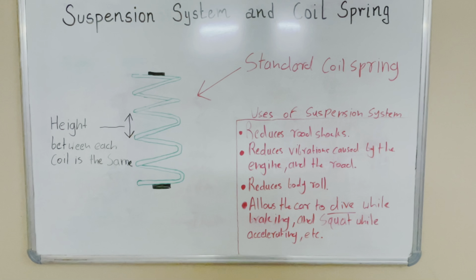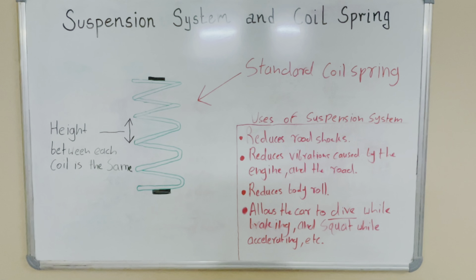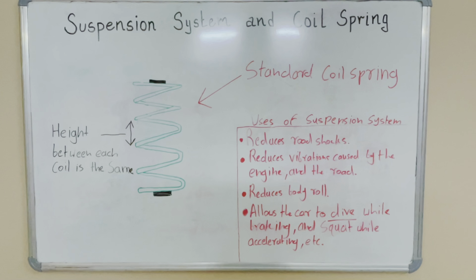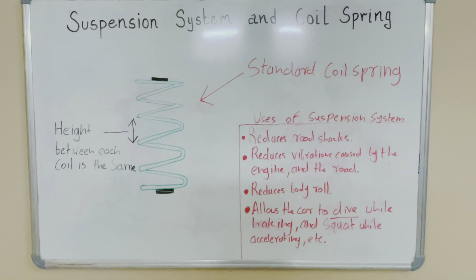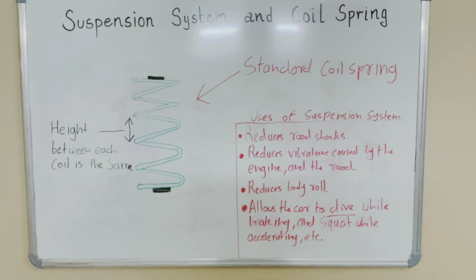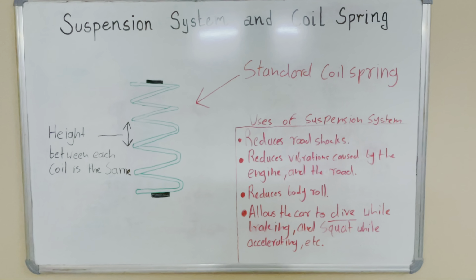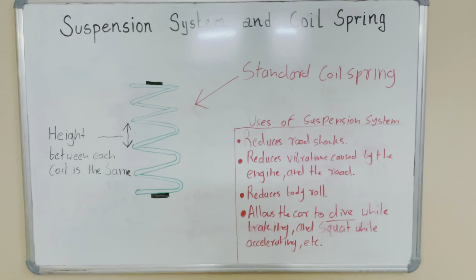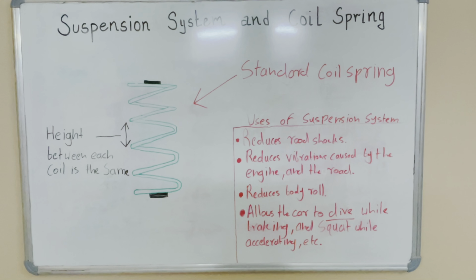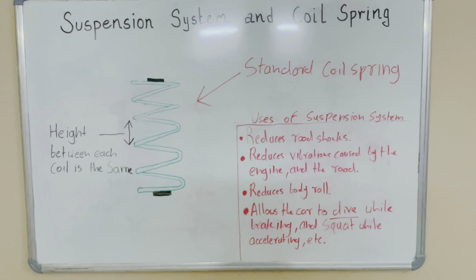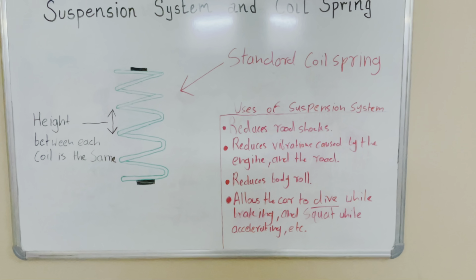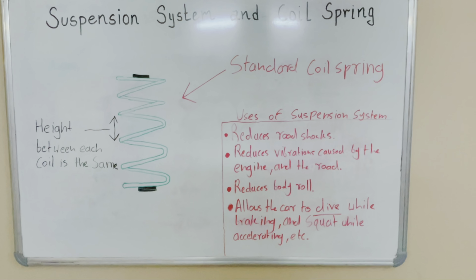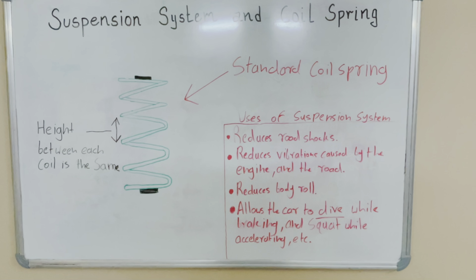There are also plenty of other advantages, such as it reduces the body roll of the car. So if you're taking a corner, your whole car won't just tilt to the side. It'll kind of just sag to the side. And then it also allows the car to dive and to also squat. So what are dive and squat?